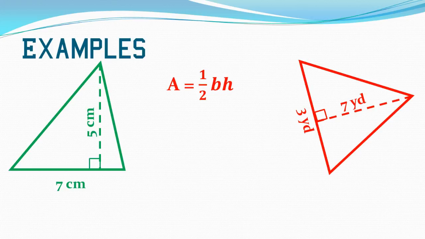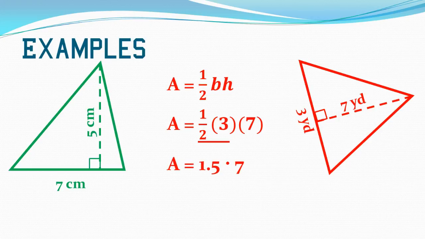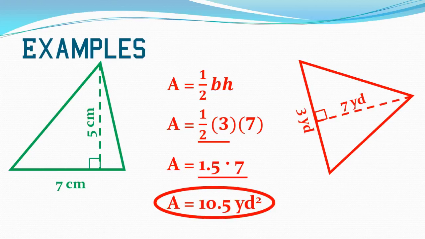Be careful with the term height. In this case, you might be inclined to find another measurement for how tall this triangle is. Height is better defined as the altitude. So my base is 3, my height is 7. Now I just need to follow the order of operations. 1/2 times 3 is 1.5. 1.5 times 7 gives me 10.5 yards squared. Again, it's yards squared because we did 3 yards times 7 yards. Yard times yard equals yards squared.